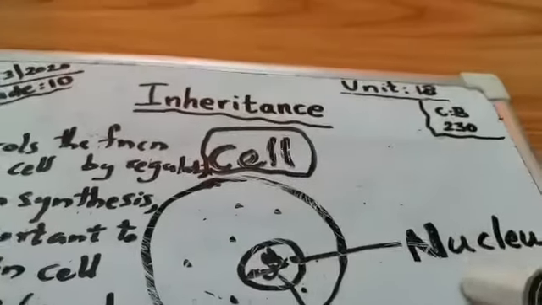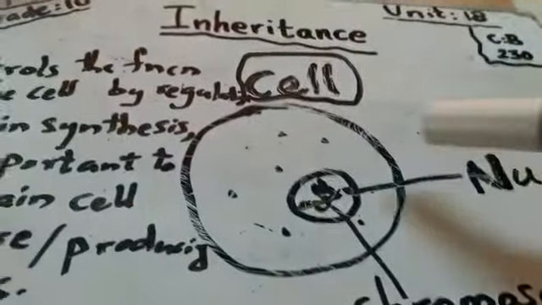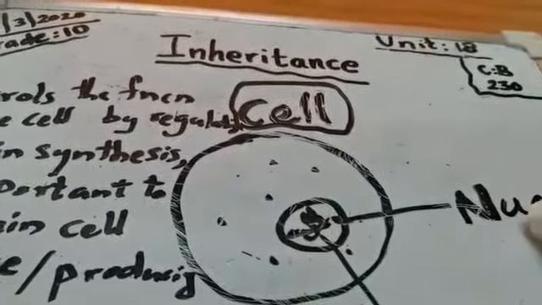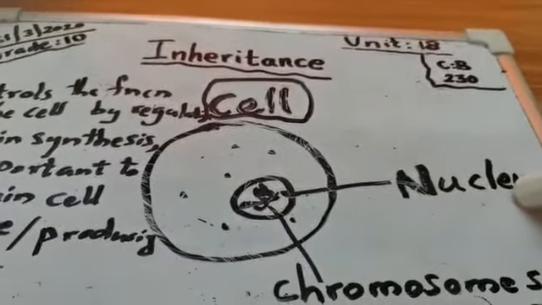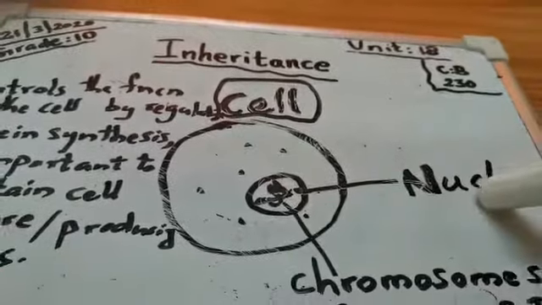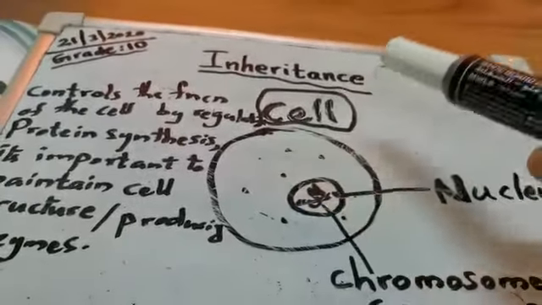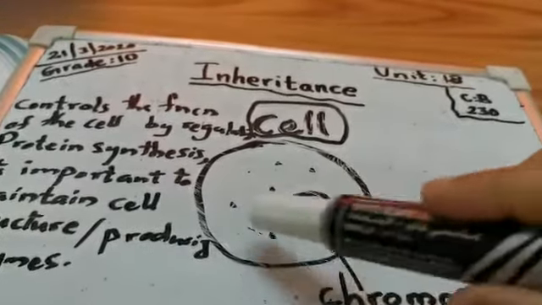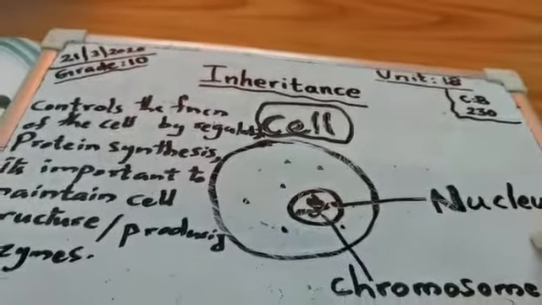What is the function of this nucleus? This nucleus is the control unit of the cell. So what is the nucleus actually controlling? The nucleus is controlling all the activities inside the cell. So all the activities that are happening inside the cell, the nucleus is controlling.